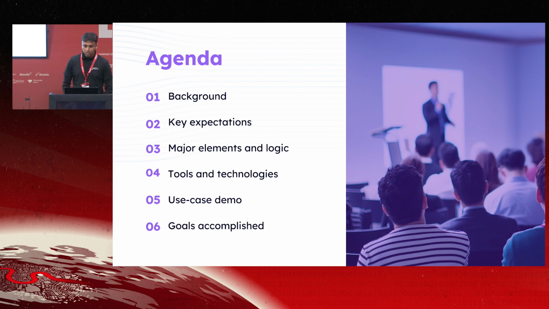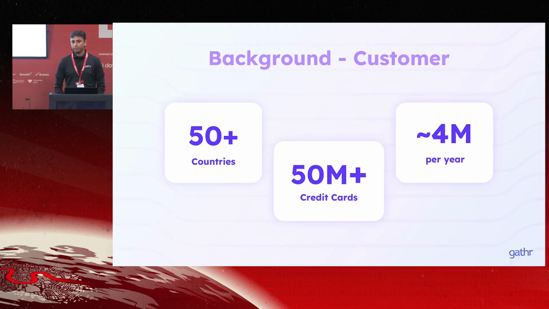So this is like the top credit card organization of the globe. It currently has presence in over 50 countries. They have 50 million plus credit cards in circulation globally, and they are planning to add 4 million new credit cards per year globally. So that was the scale at which the organization operates.